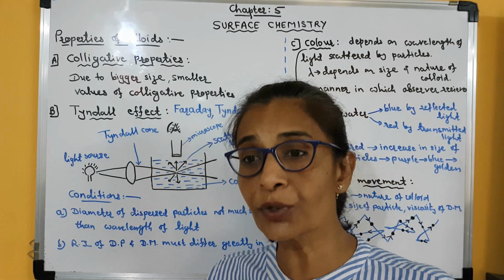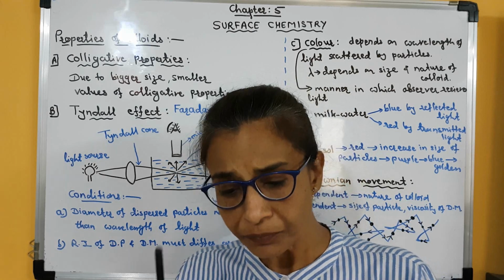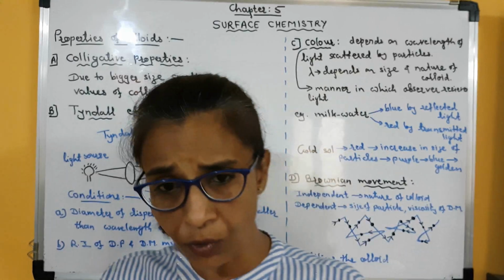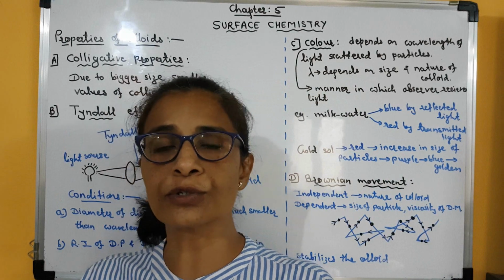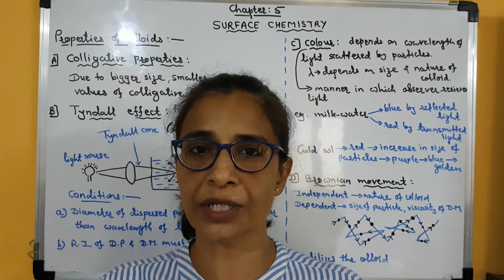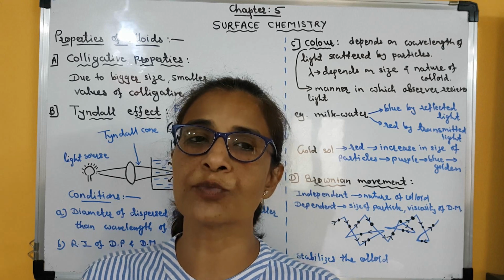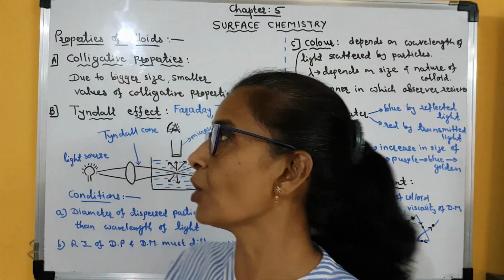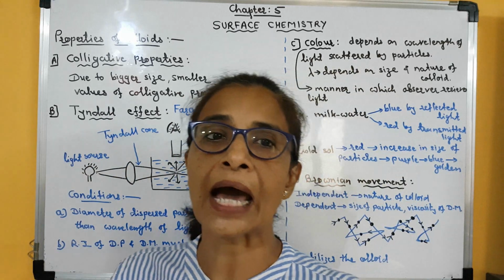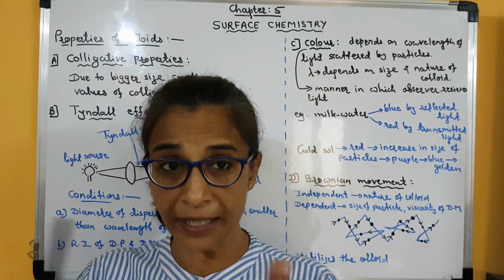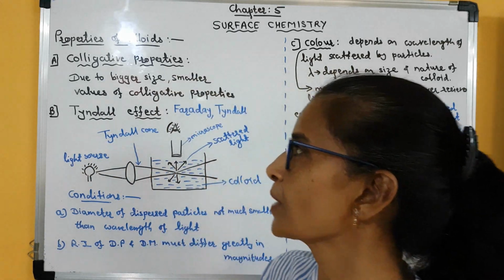Clear? So you can be asked that though the colloidal solution and the true solution have the same concentration, the values of all 4 colligative properties measured for the colloidal solution are smaller. Clear? So that type of question can be asked.